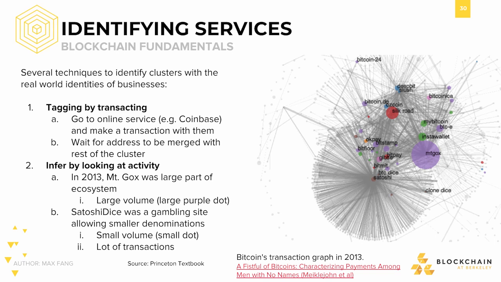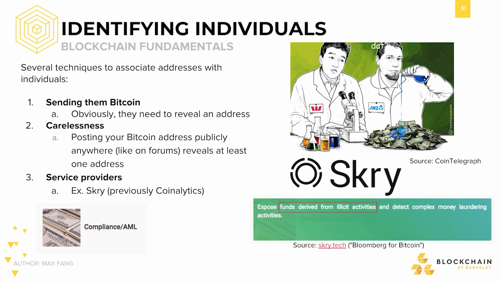And this is true for any business or identity for which you can leverage some pre-existing knowledge of. If you have some leads on transaction volume or frequency or timing, then you can look at transaction graphs and make solid linking inferences. As for identifying individuals, there are similar ways to de-anonymize them. An easy way is to send them Bitcoin. If you can manage to get them to reveal their address, it's not that difficult to track them from there.